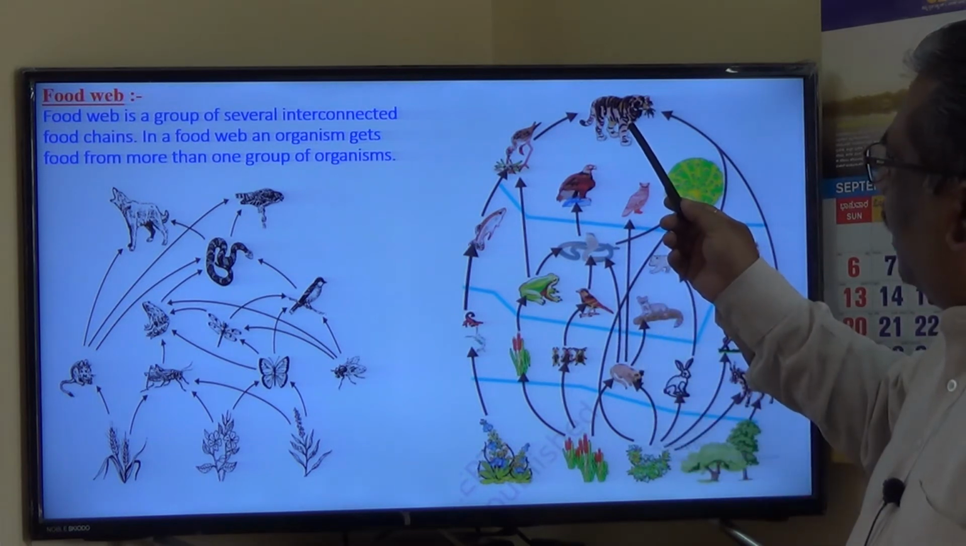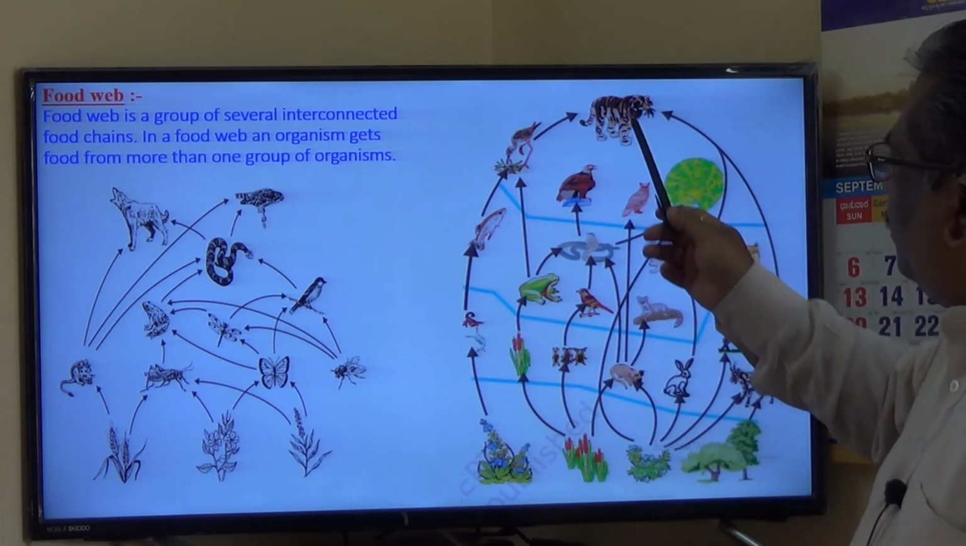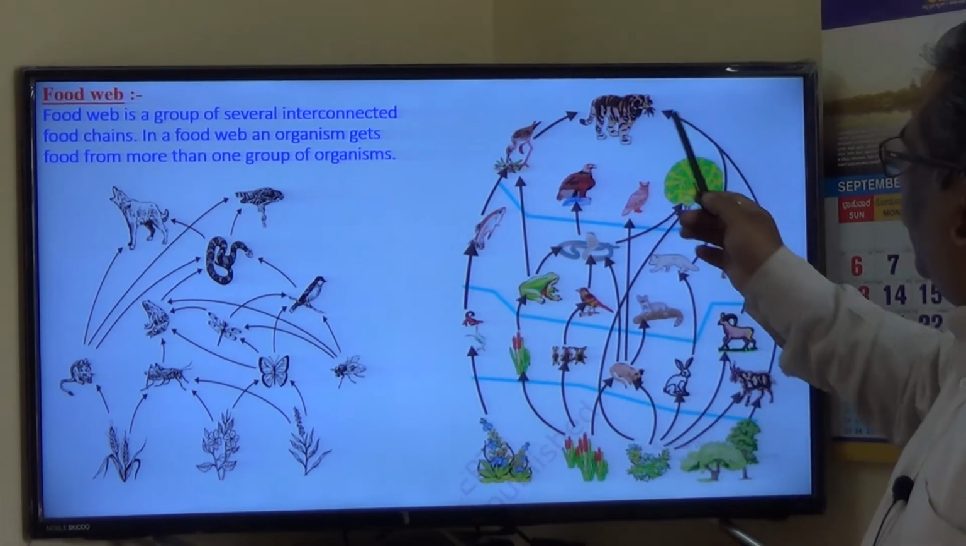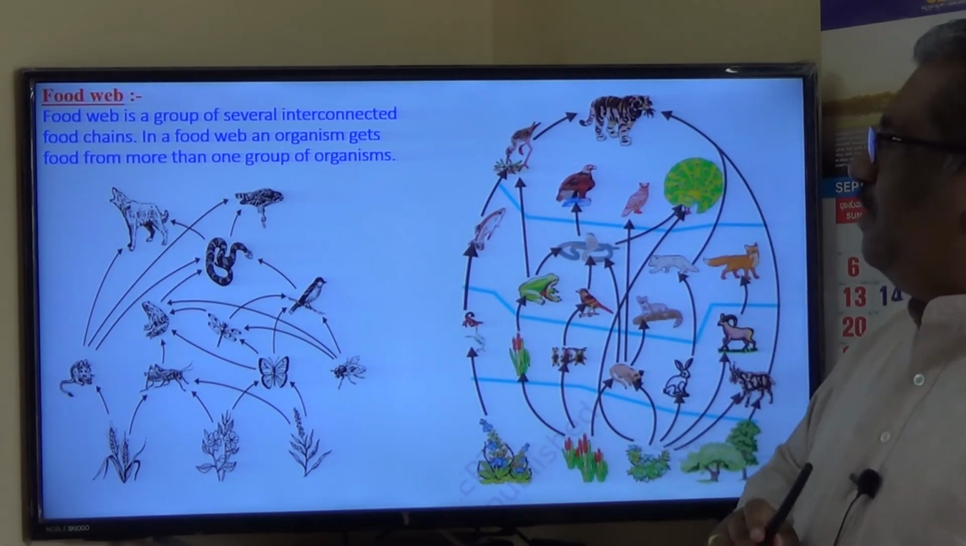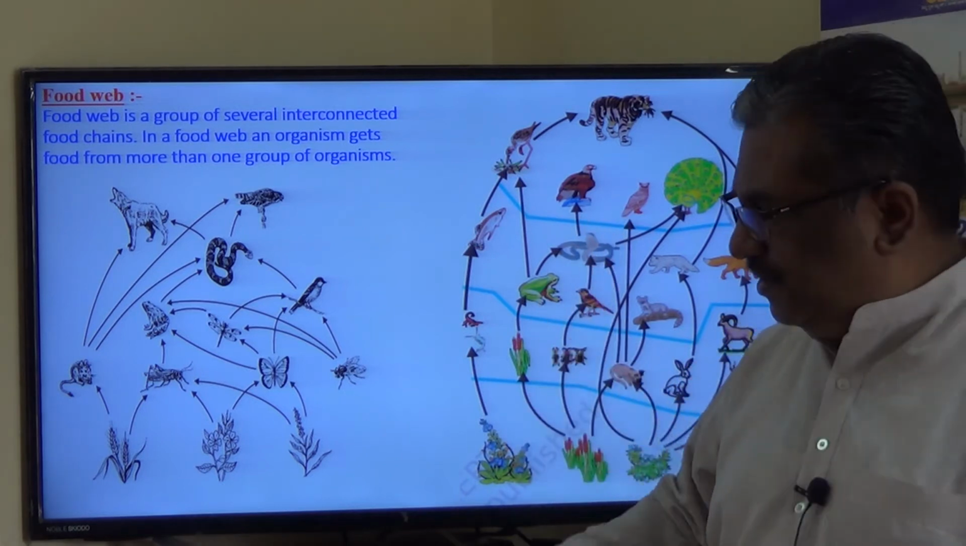And here you can see the lion, a tiger. These are the different food chains through which it can get the food. Here also there is one something like this. It goes like this. So the interconnected food chains form a food web. That's all. Nothing else to be discussed in this.